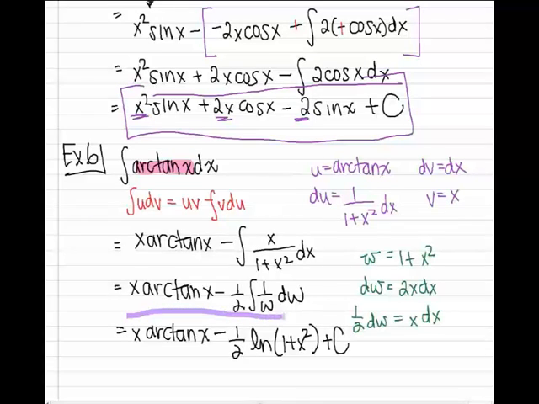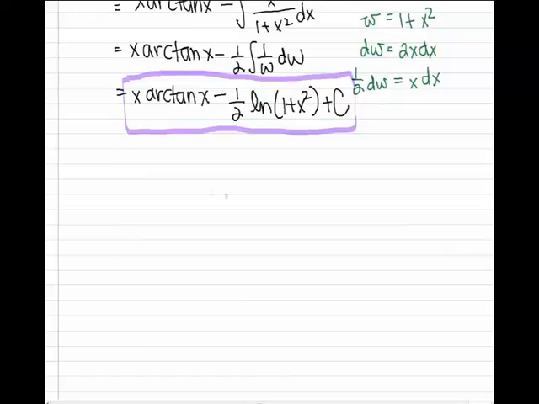And I don't actually need to have absolute values around my 1 plus x squared because 1 plus x squared is always positive. So we have integration by parts here. Please make sure you memorize it and know how to rewrite the terms.